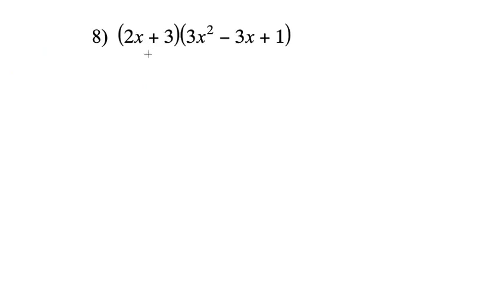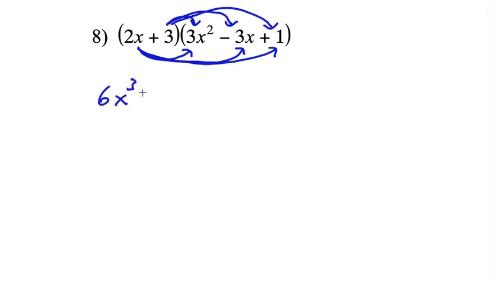Let's try another one like this. So we have 2x plus 3 times 3x squared minus 3x plus 1. We multiply the 2x by all three of the terms in the other polynomial. And we multiply the 3 by all three terms in the other polynomial. 2x times 3x squared. 2x times negative 3x. 2x times 1. 3 times 3x squared. 3 times negative 3x. And 3 times 1.